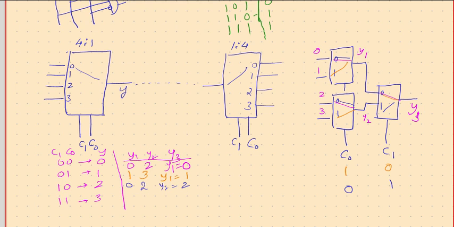And finally for 1 1, this gets connected to 1, this gets connected to 1, this gets connected to 1. That means if you look from Y3 it goes to Y2, from Y2 it goes to 3. Or if you look at C0, C0 says Y1 gets a 1, Y2 gets input from 3, and C1 says Y3 is from Y2, and Y2 we know it is 3.